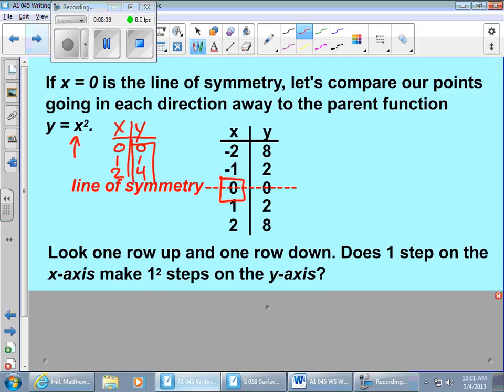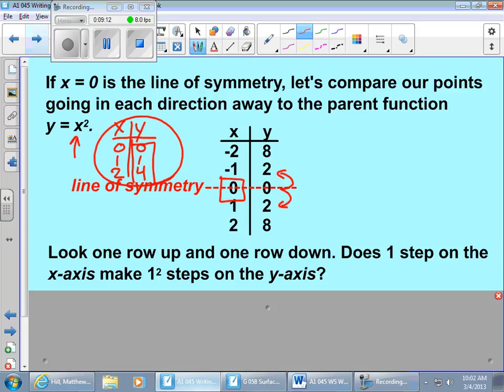We ought to be able to use this same information to compare it to any other parabola and see what it does. So let's look. Here's our line of symmetry. As we move one step along the x-axis in either direction, does it do what the parent function does? How many steps is it to move from here to there? How many units did it change?